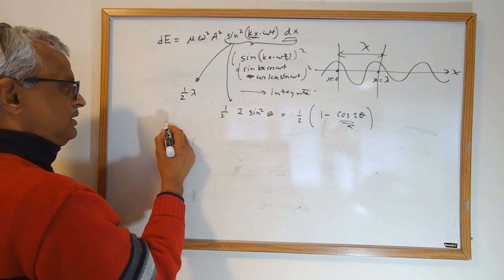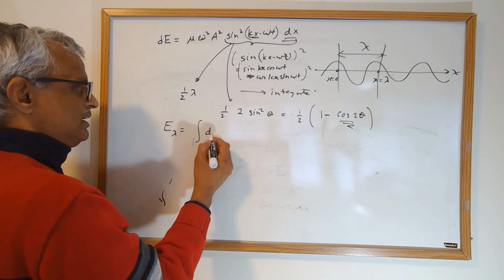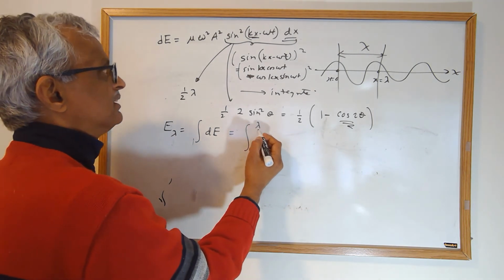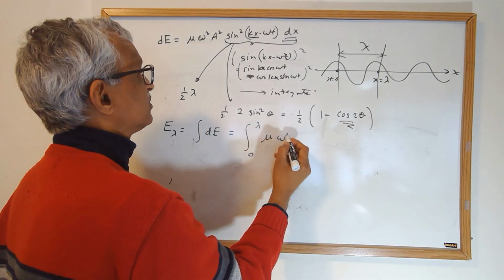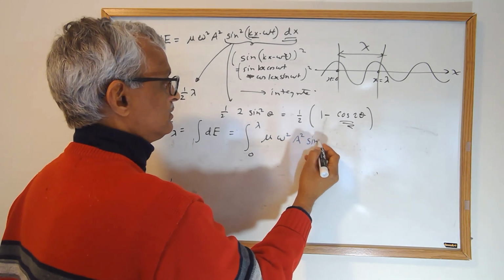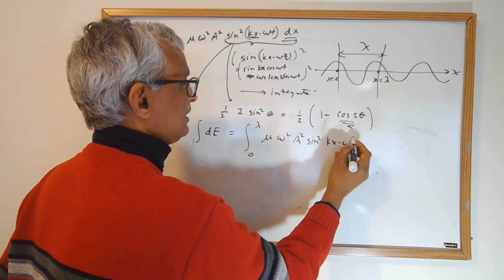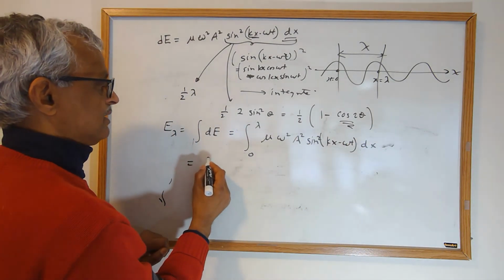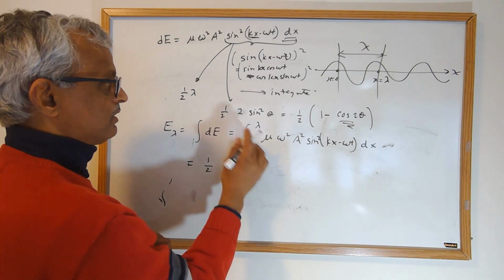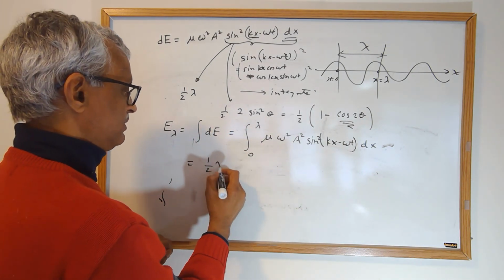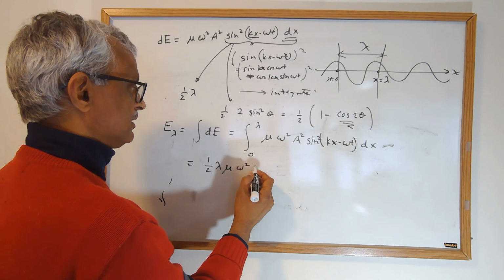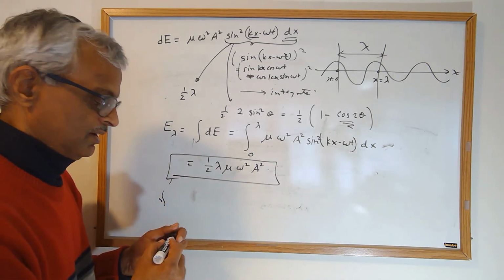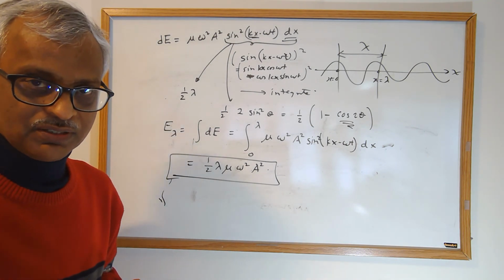So if I integrate dE over 1 wavelength, 0 to lambda, of mu omega square a square sine square kx minus omega t dx, I am going to get half lambda mu omega square a square. So that's the answer I'm going to get. Let's stop it here. Just wanted to go over it carefully.